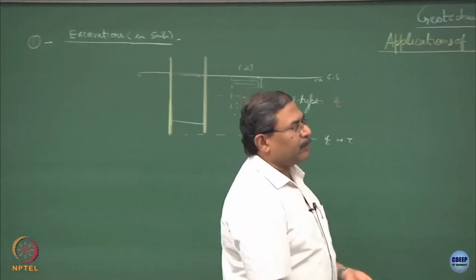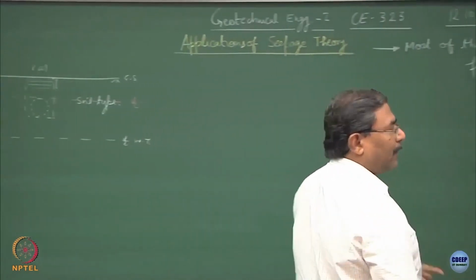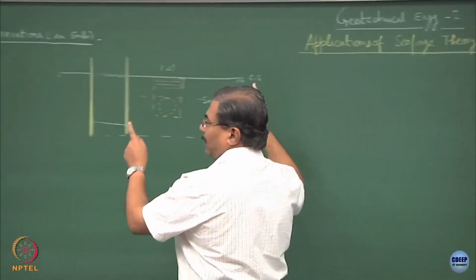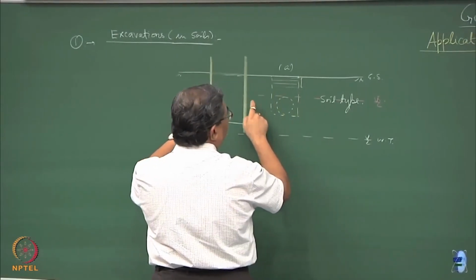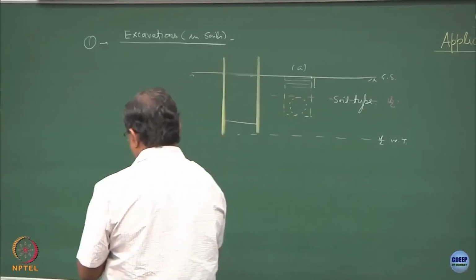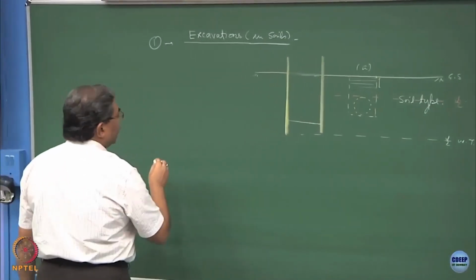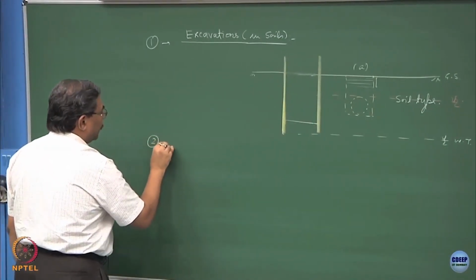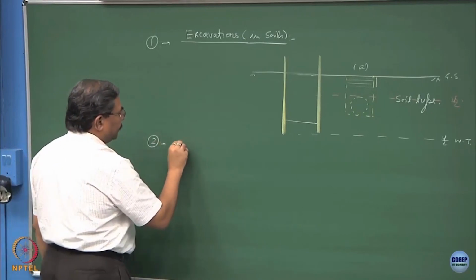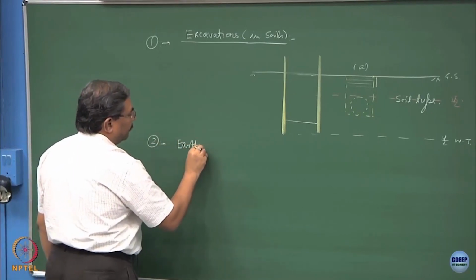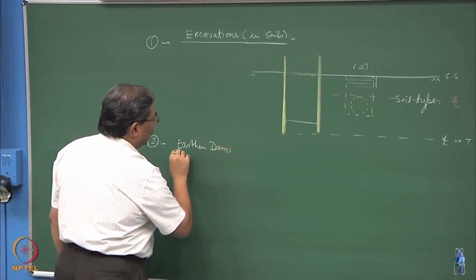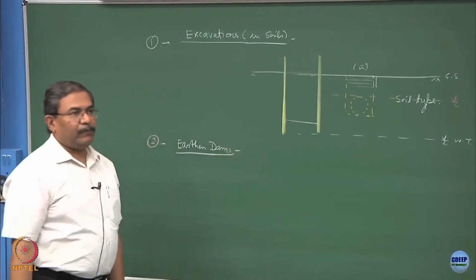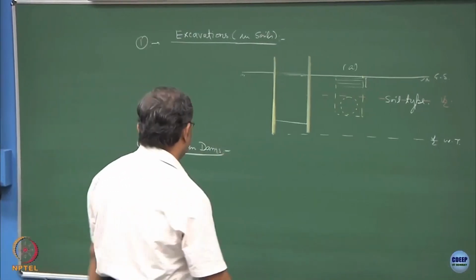Now, this type of situation we will solve today under seepage only. We will try to see how the seepage is going to get affected here. So, this is the first situation which I will be dealing with. The second situation could be when we talk about earthen dams. Earthen dams are the dams which are made up of compacted earth or compacted soil.